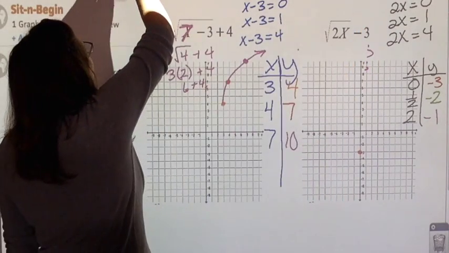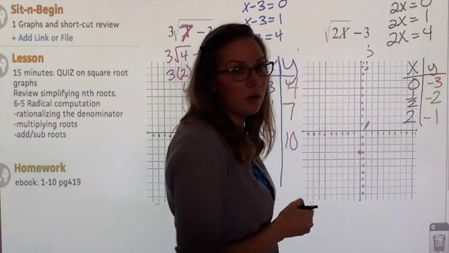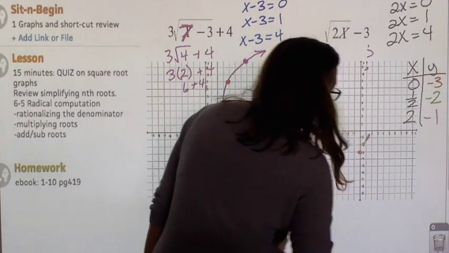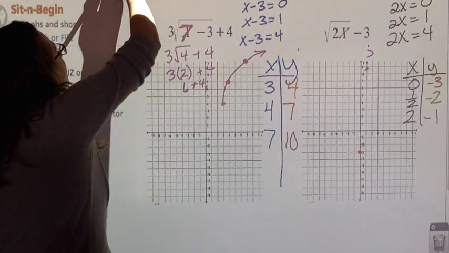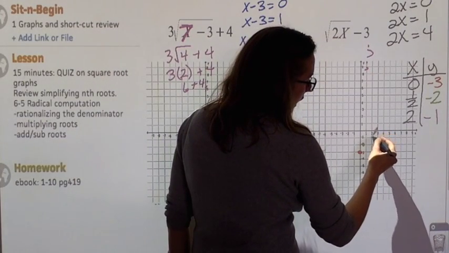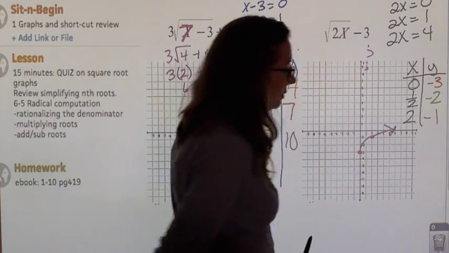For my green point, I'm going to go over 1/2 of a box. Okay, it's not very far over. And down 2, right there. Okay, 1/2 of a box and down 2. And for my last one, I'm going to go over 2 boxes, and I'm going to go down 1. This is my graph. It's only going in the direction of my last point.